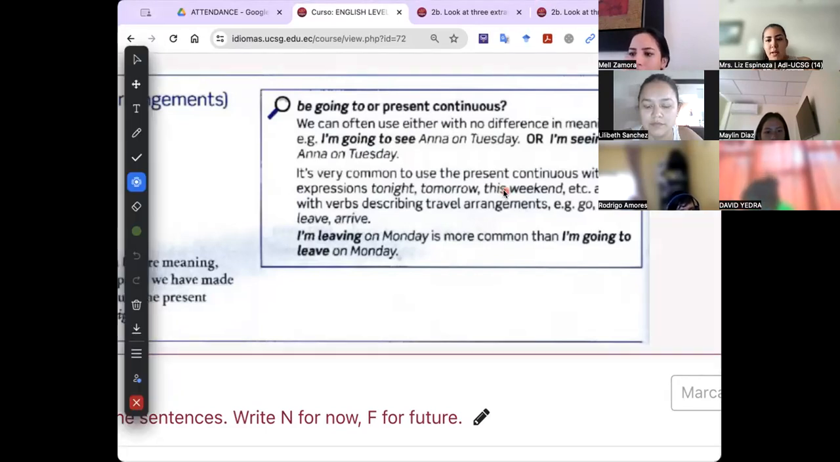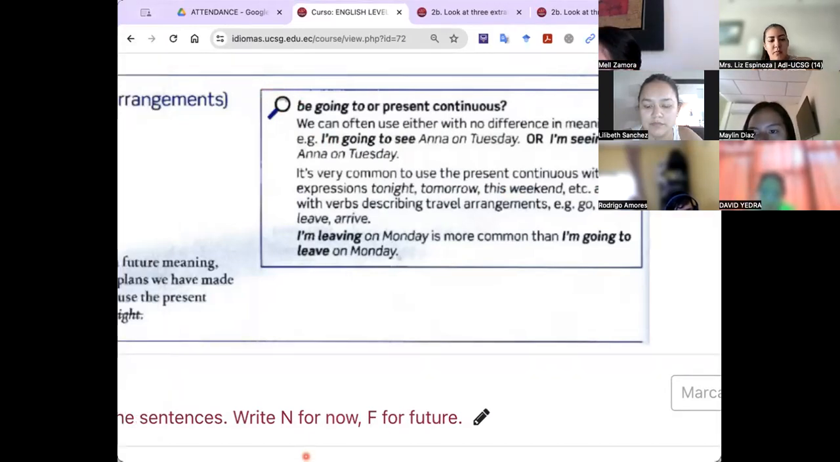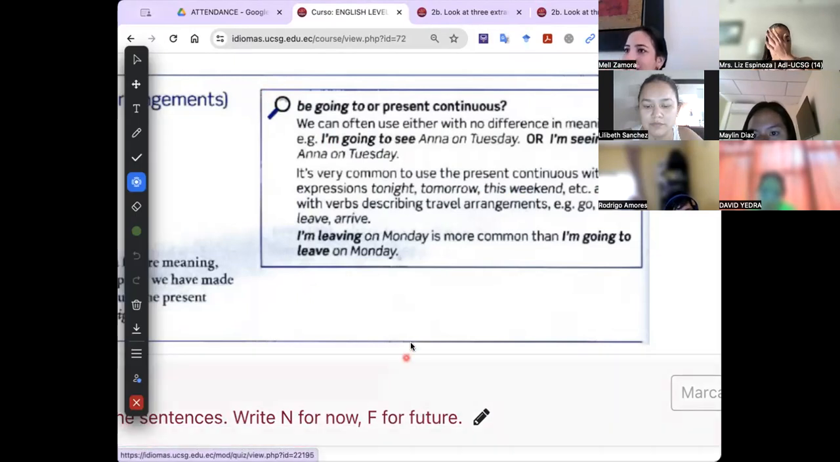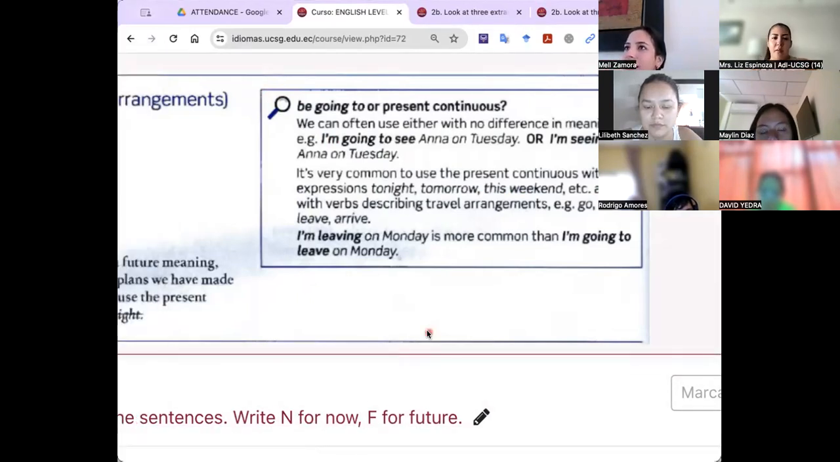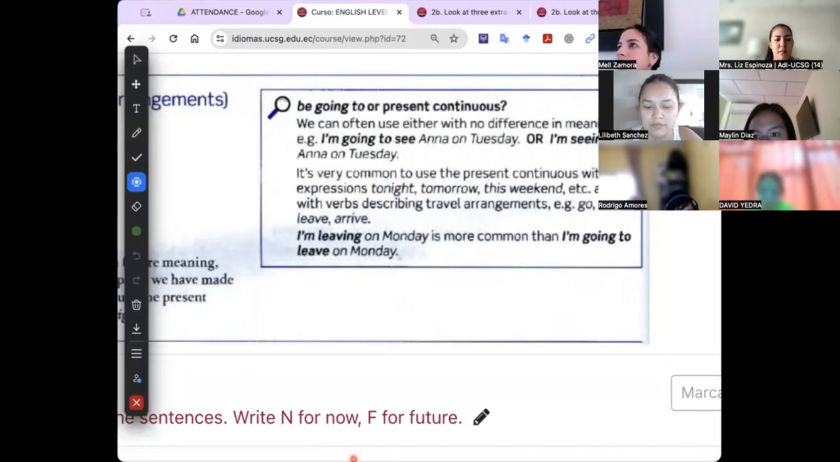I think she left. Mylene, please help me reading. We can often use either with no difference in meaning. I am going to see Anna on Tuesday, or I am seeing Anna on Tuesday. Okay, thank you. Let's stop there.